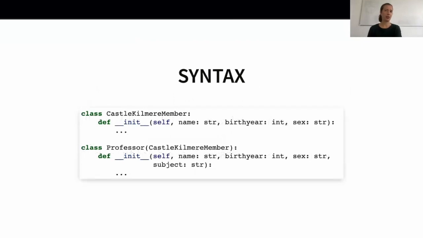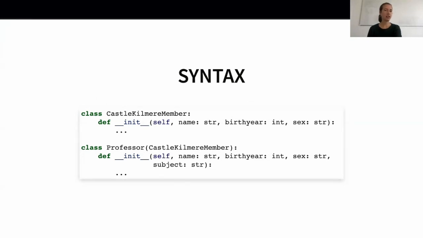The syntax is very easy. We just add a colon after each attribute and specify its type. For example, the variable name in our current constructor is a string, whereas the variable birth year is an integer.